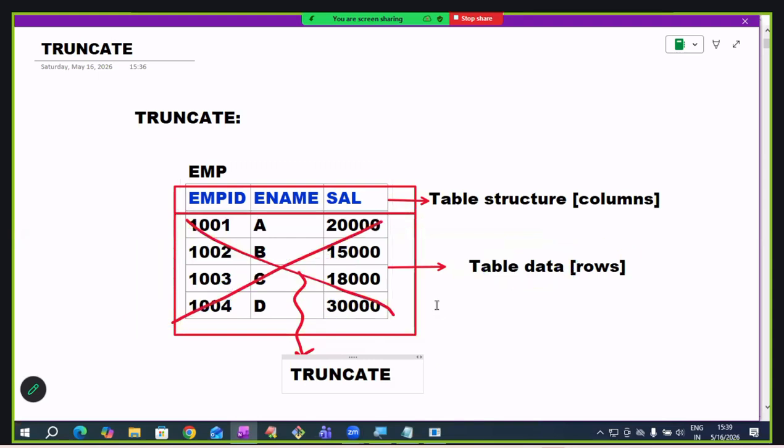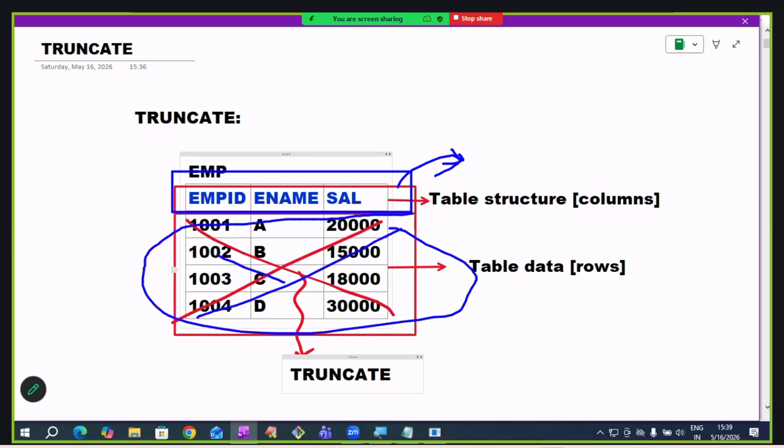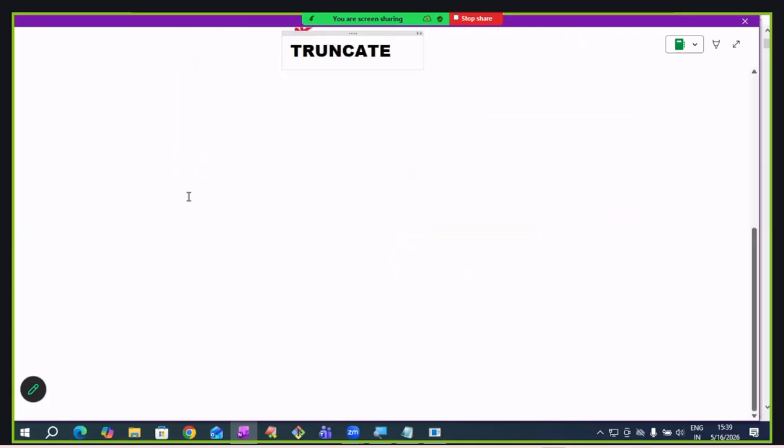We should be careful regarding this. Okay. Does it delete table structure, sir? No. Table structure will be existed. Truncate cannot delete table structure. Truncate deletes entire table data. This is the only purpose. Sometimes we need to clear the rows. At that time, it is useful.